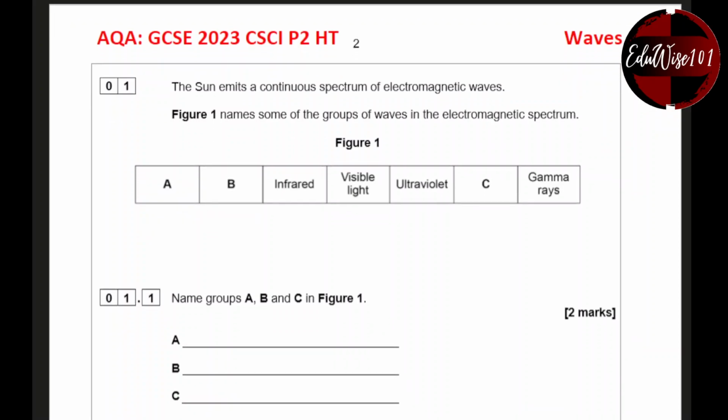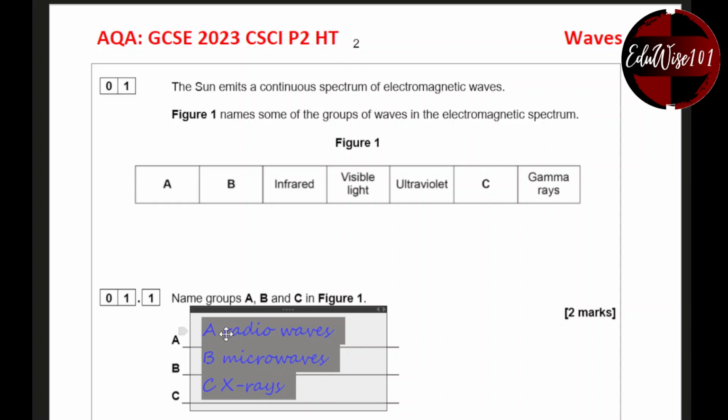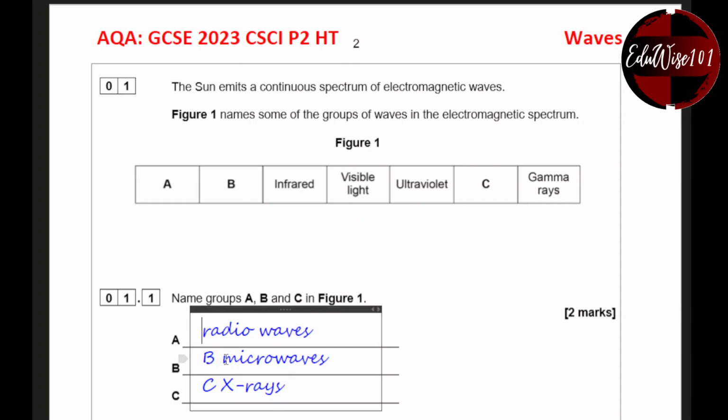Question 1, the sun emits a continuous spectrum of electromagnetic waves. Figure 1 shows some of the groups of waves in the electromagnetic spectrum. Name groups A, B, C in figure 1. So here we've got A, B, then infrared, visible light, ultraviolet, C, and gamma. So A is going to be radio waves, B is going to be microwaves, and C is going to be X-rays. So A is radio waves, B is microwave, and C is X-rays.